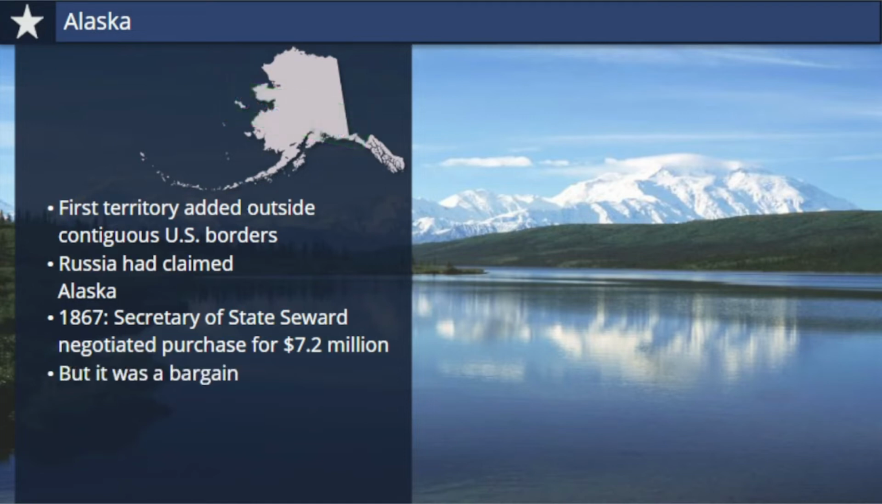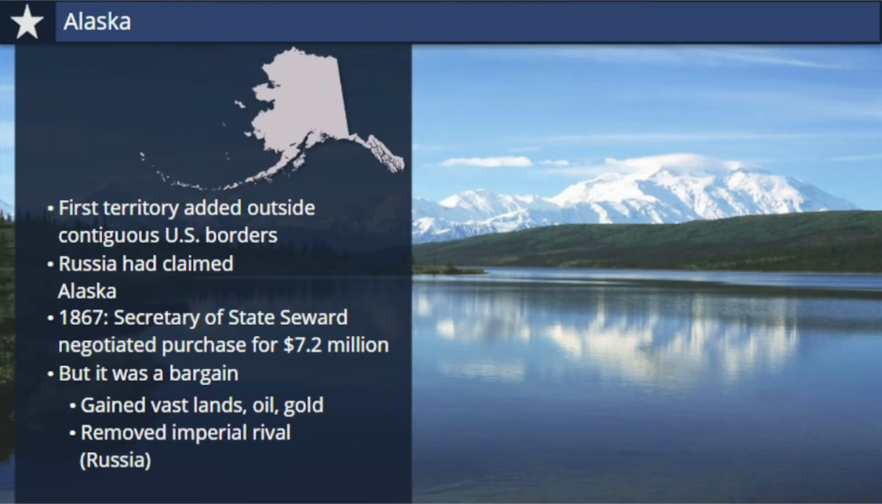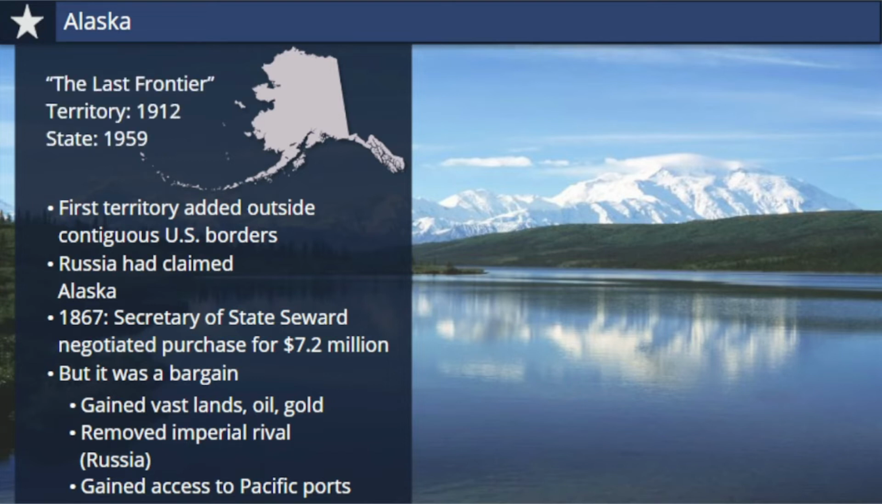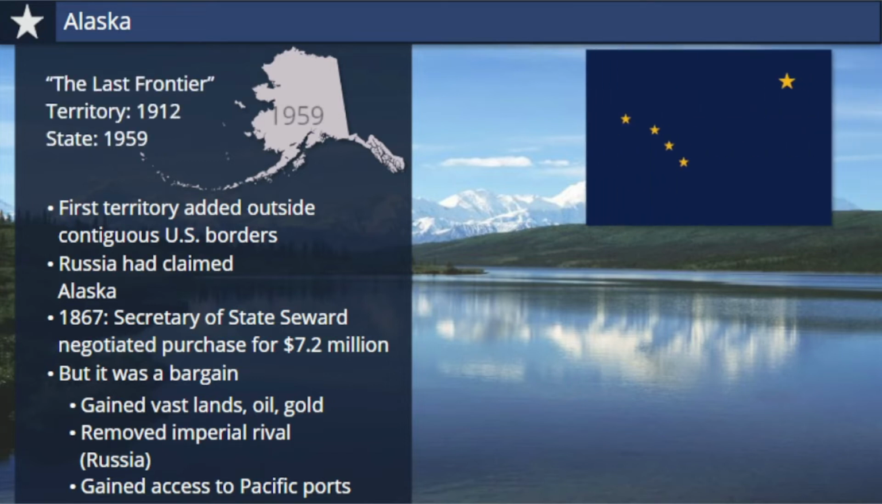But history has proven the Alaska purchase to be a bargain. Without war, the U.S. gained vast lands that proved to contain oil and gold, removed an imperial rival from North America, and gained access to key ports in the Pacific. So few Americans moved to Alaska that it was not officially incorporated as a territory until 1912. Decades later, Congress passed legislation allowing for Alaskan statehood, and the last frontier became the 49th state in 1959.